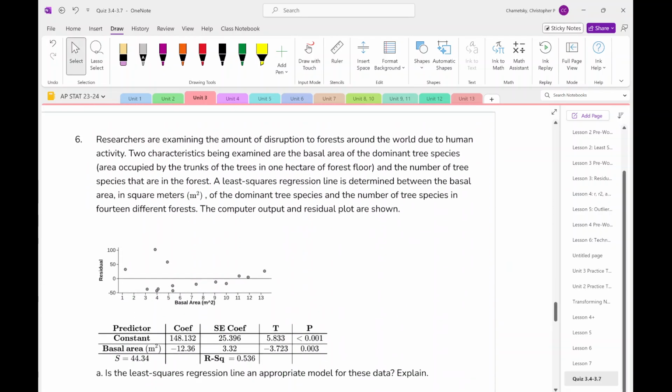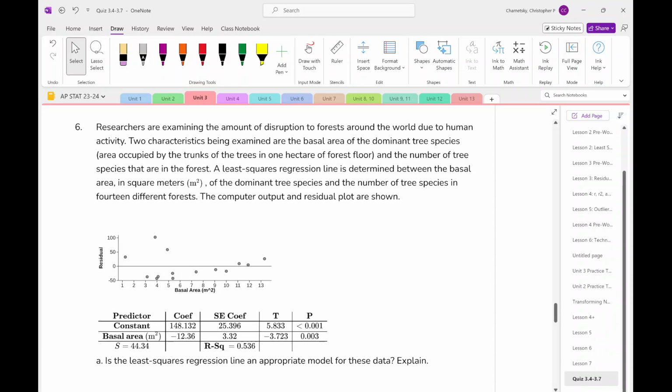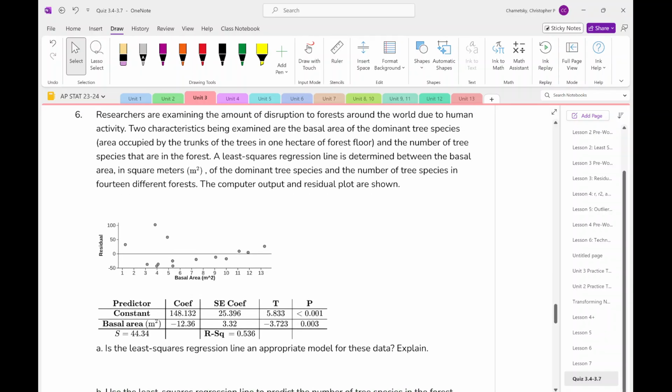Okay. Question number 6. Researchers are examining the amount of disruption to the forests around the world due to human activity. Two characteristics being examined are the basal area of the dominant tree species, so basically the area of forest, and the number of tree species that are in the forest. So basically we're comparing the amount of area you have of forest compared to the number of different species that you have.